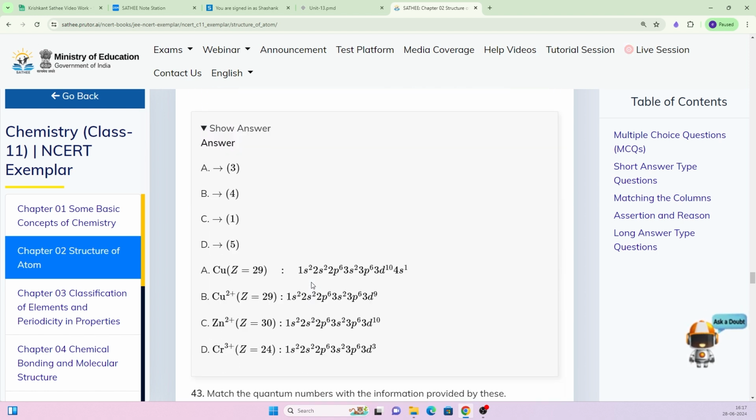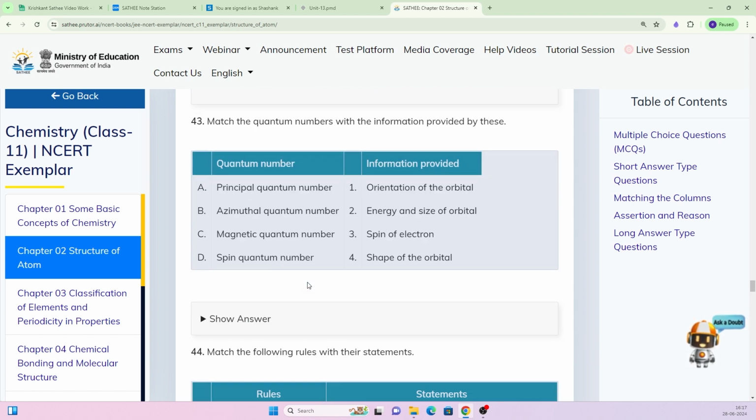Next question, what does it say? You have to relate the quantum number with the qualities it tells about the orbital. The first is the principal quantum number. It tells us about the energy and size of the orbital. It does not tell us about the shape; it tells us about the size, how large it will be, and what its energy will be.